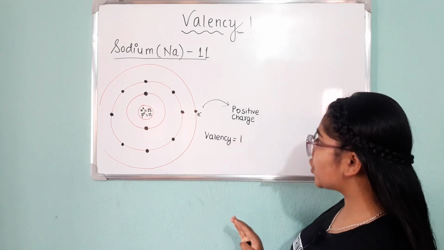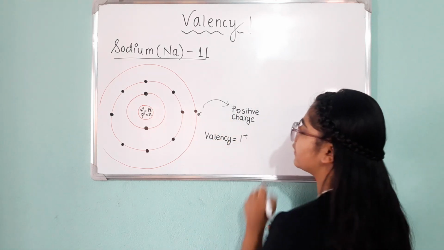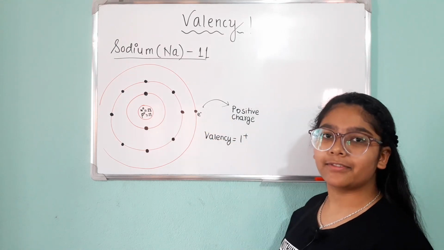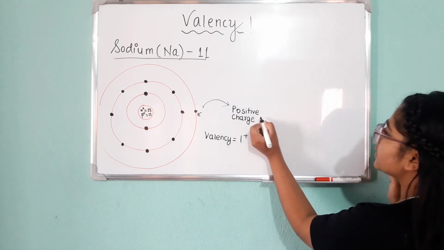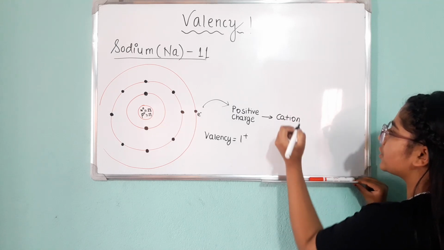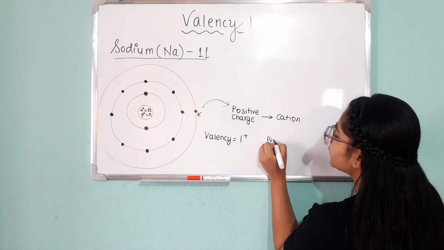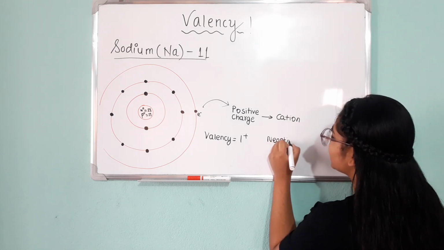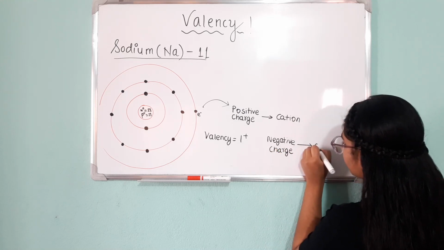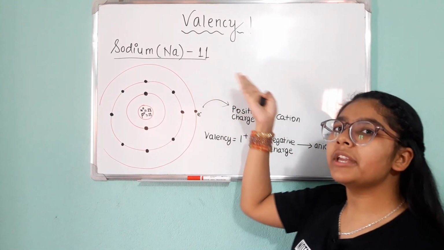Simple. Now what will be the charge? As it is losing the electron, its charge will be positive. Suppose if it had taken 1 electron, then its charge would be negative. The positive charge is also called cation. And we have already learnt in class 8 that negative charge is called anion. So sodium is a univalent cation.